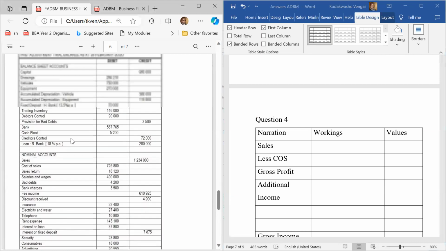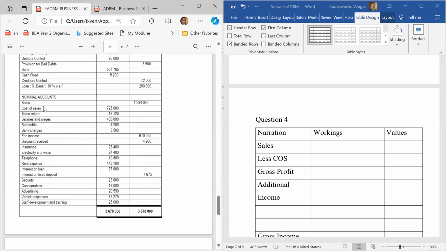All right. So let's start with the issue of the sales. When you're preparing your comprehensive income statement, you look at the nominal account section. That's where you mainly focus on, right? So we're going to have your sales figure here, which is 1,234,123, minus your sales returns, which is 18,120. Right?